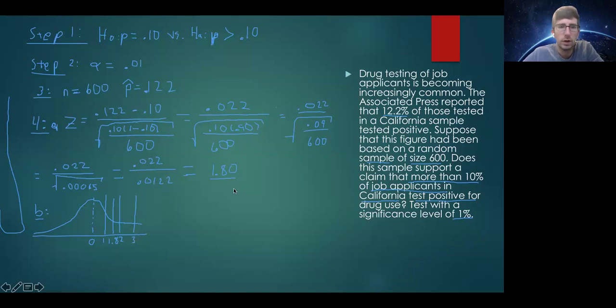So pause here. See if you can determine if we want the area under the curve to the right of 1.8 or to the left, or do we want 2 tails, right? So do we need the negative 1.8 down here, the area underneath that, and the area above 1.8? Pause here, see if you can figure it out.